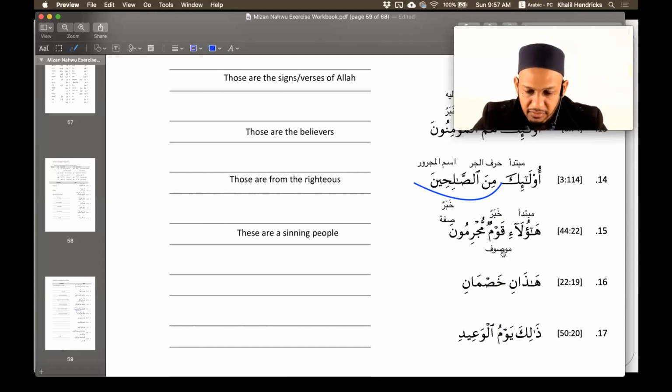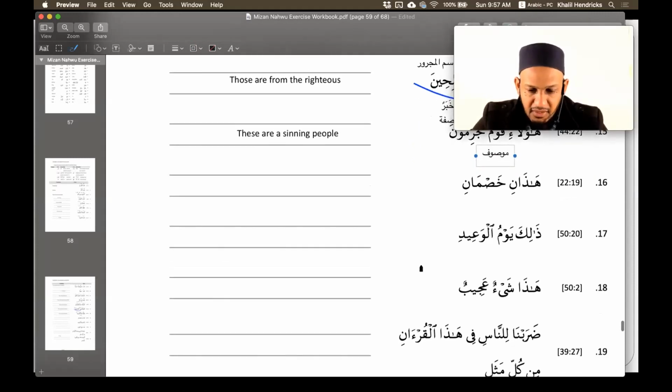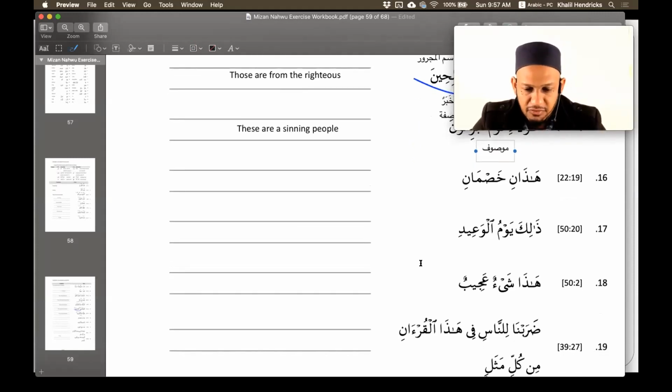So again here we have haula'i, we have ismul ishara. The next word has no al, so add an is and are. Haula'i, these are qawmun, a nation or a people, and mujrimun is just describing the people. These are a sinning people. Okay, perfect. Next one, hadhani khasmani.